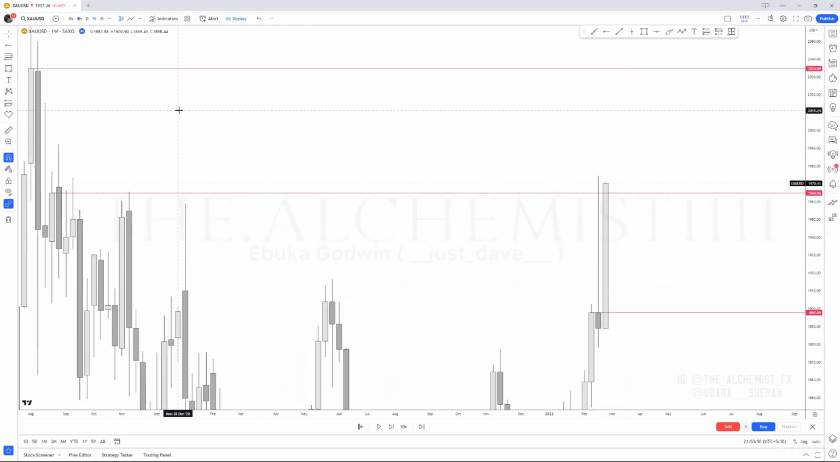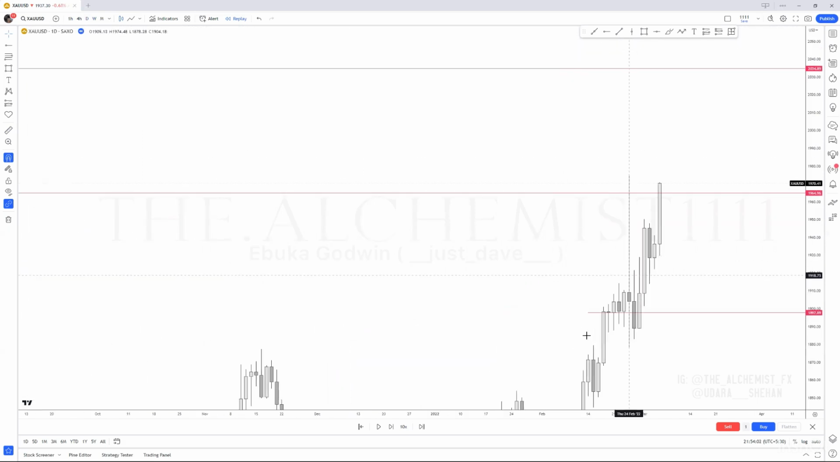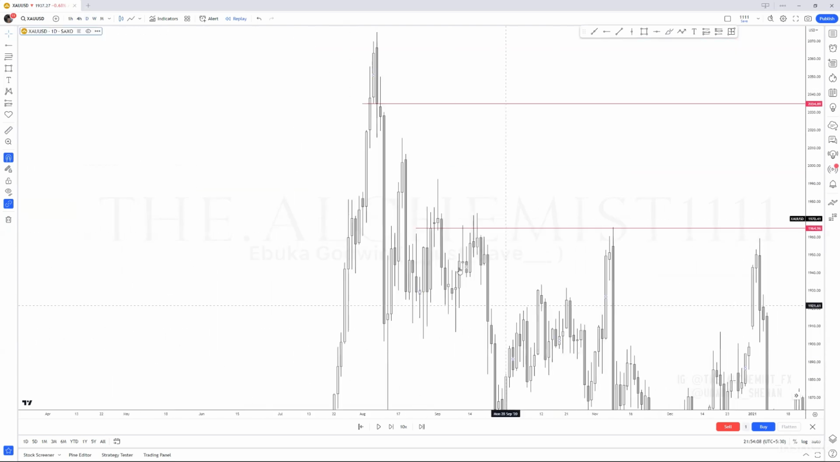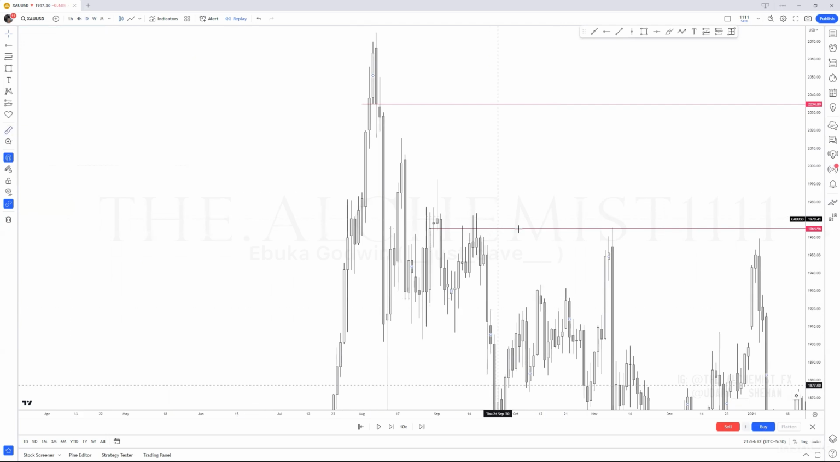So now what we could do is go to the lower time frames and see if we can refine these zones. Let's go to daily. Let me delete this. Okay, this is the zone we have. See how many pips away is this? The next zone.